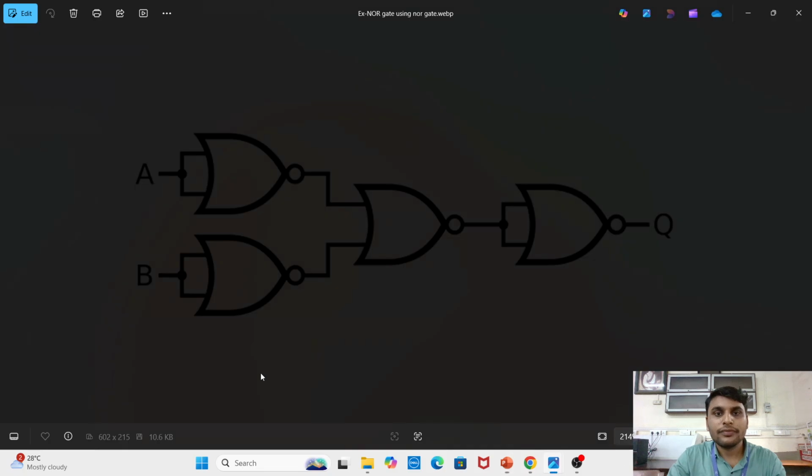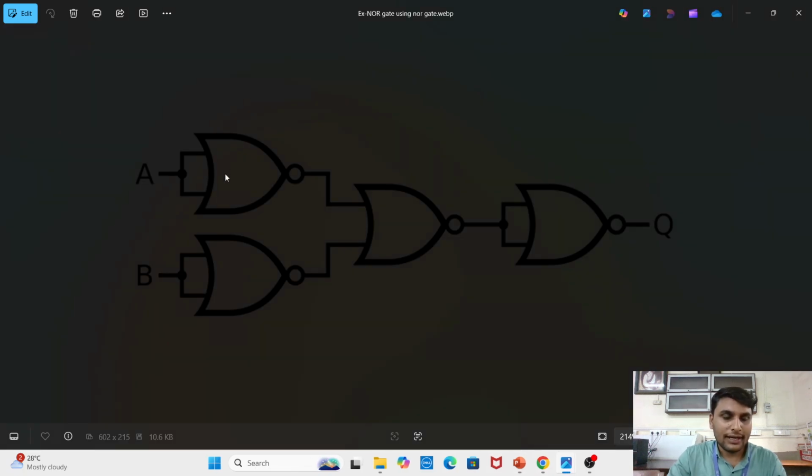What we have to do? See here, the first gate will act like a NOT gate, and the second gate will also act like a NOT gate. So how do we create a NOT gate? We have to interconnect both inputs A and B by wire, and then it will act like a NOT gate, because the output of the NOR gate is Y equals (A plus B) complement. Whenever you connect the two wires together, it acts as a single input. Then obviously the output of the gate is Y equals A complement.